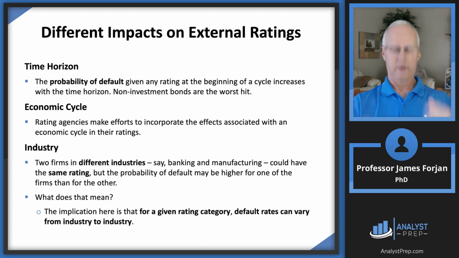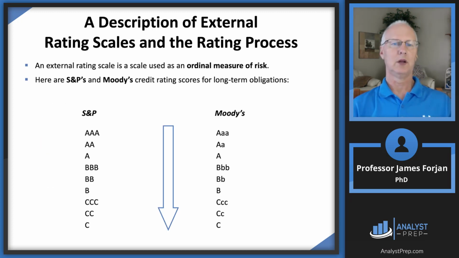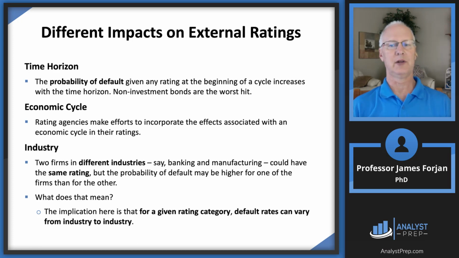Now remember, what Moody's, S&P and Fitch do is assign this rating for all firms across all industries. So the question becomes, does a AA rated bond in one industry equal a AA rating for a bond in a different industry? This is important. Notice that first bullet point: two firms in different industries could have identical ratings, AA, but the probability of default may be higher for one firm or the other.